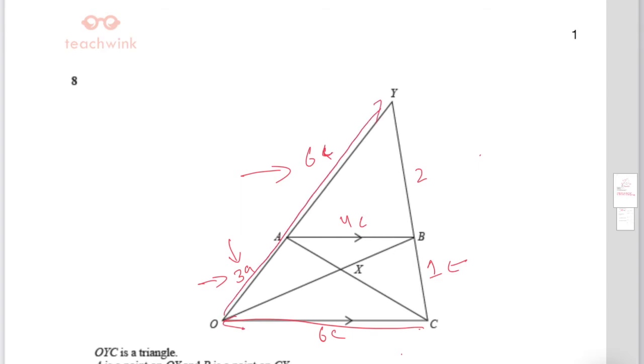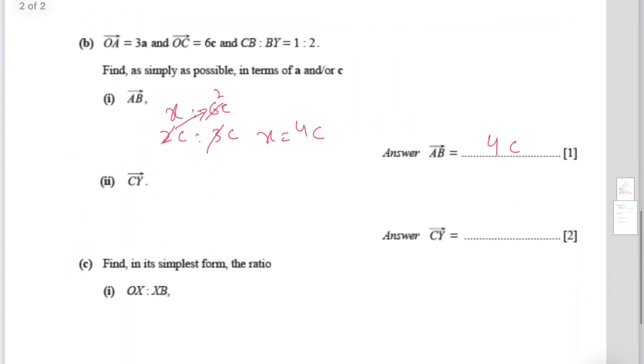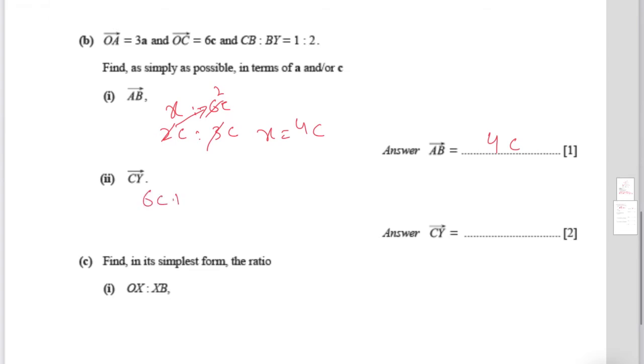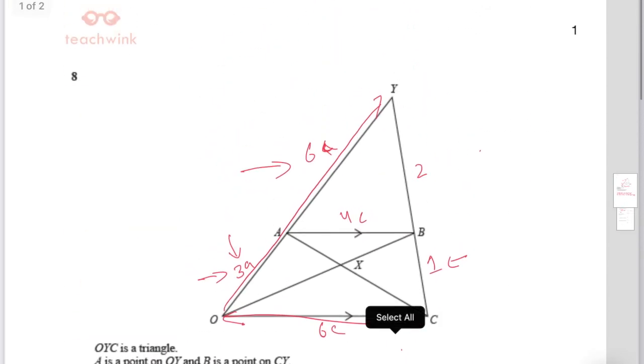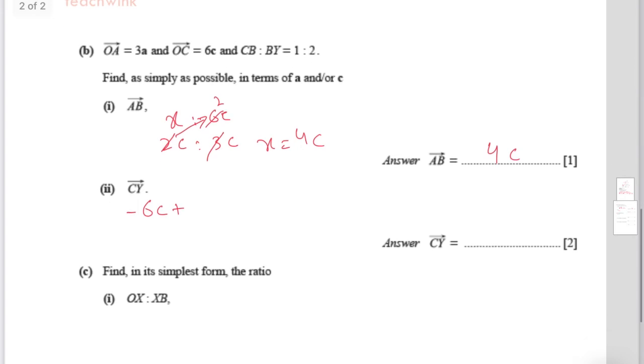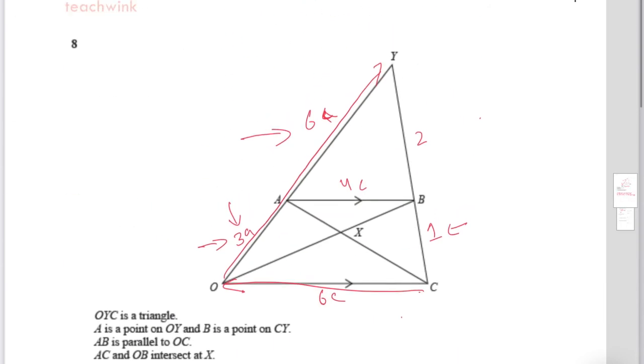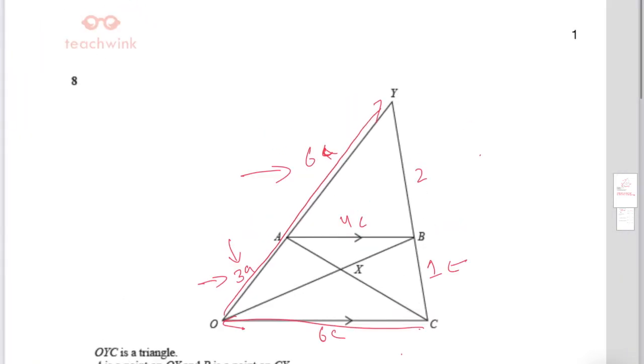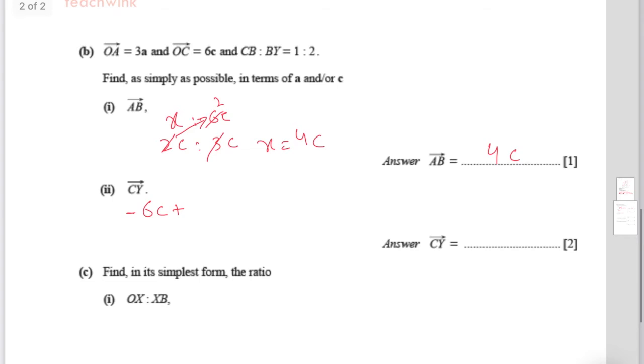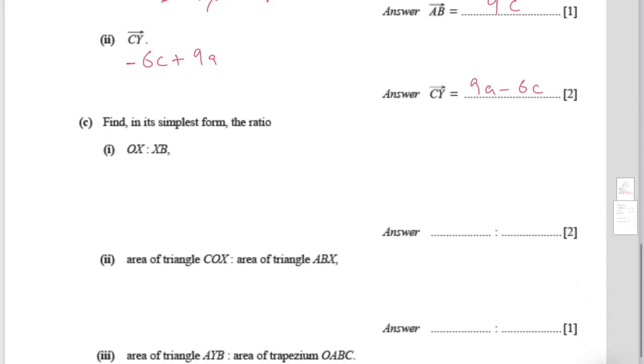So you go from C to O, then from O to Y. So if you go from C to O, you get negative 6C because you're going in the opposite direction. And then when you go from O to Y, you get 3A plus the 6A. So the total becomes 9A. So this is your answer. Your final answer is 9A minus 6C. That is the vector.